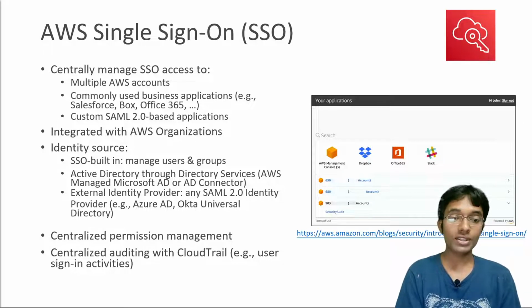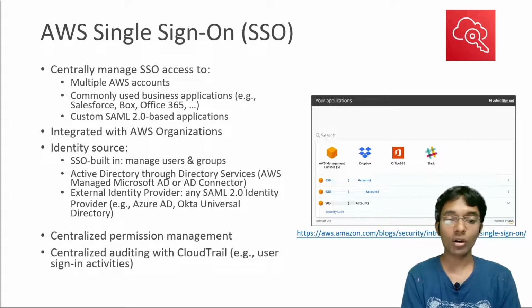Okay, so this is what happens when you log into SSO. You are going to get access to this portal, and then after logging in, you can get access to any console you want: Dropbox, Office 365, Slack, and so on. So it is integrated with AWS Organizations. That means that any account added to your organization can be enabled for signing in through SSO.